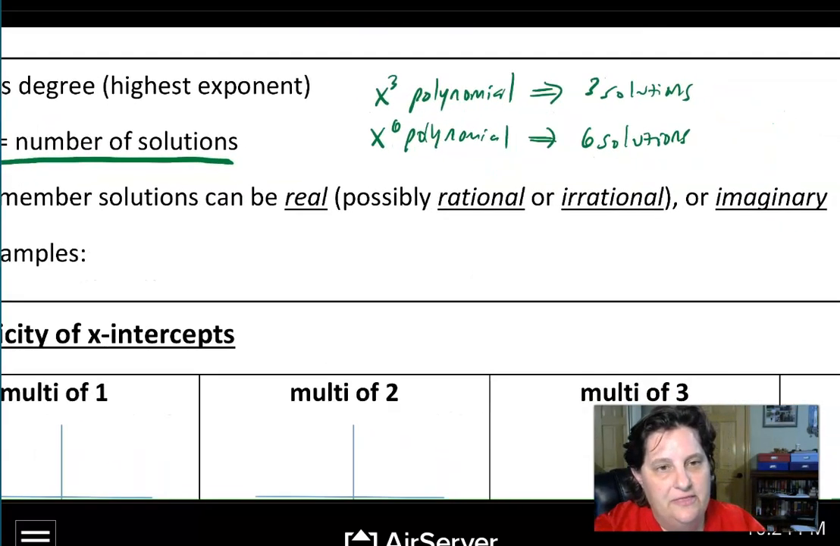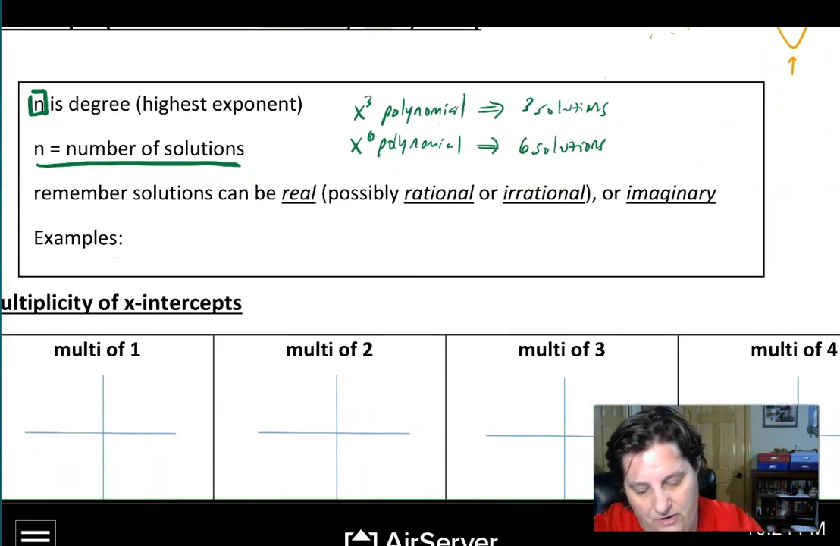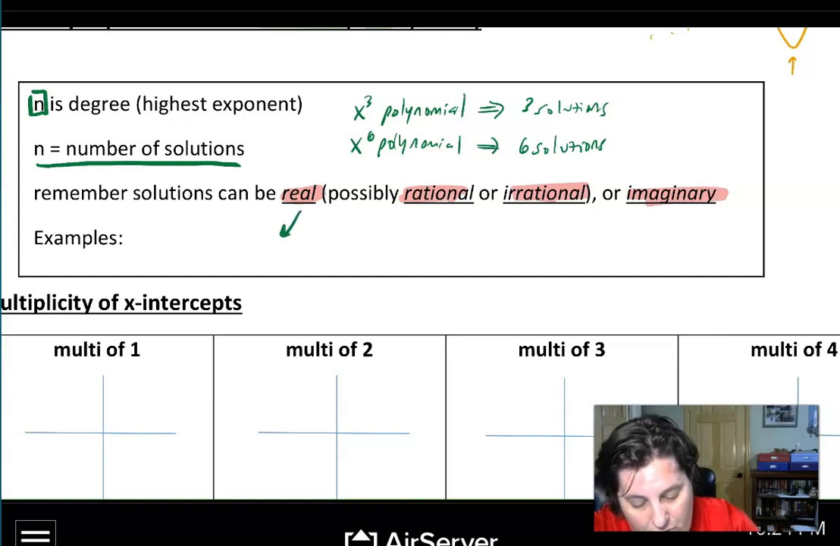Now, the thing that can be a little tricky with that, though, is that solutions can actually be real numbers that are either rational or irrational, or they can be imaginary. Okay, what's the difference? Let's talk about these words really quickly. Real means it's a number that you can see on a graph. All right, that's what real numbers are. Now, real numbers can be rational or irrational.